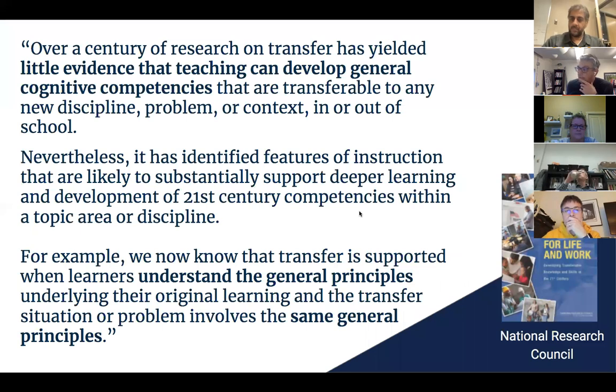I really like a couple of books from the National Research Council that summarize a lot of the cognitive science research of the last decade. This is a pretty tough quote. It says, over a century of research on transfer, so transfer being the ability to apply learning in new situations. Anthea, we were talking about spelling, right? Being able to take a spelling list and then apply that to story writing is what we would call near transfer, because the context is similar. So over a century of research on transfer has yielded little evidence that teaching can develop general cognitive competencies that are transferable to any new discipline, problem, context, in or out of school. So that's difficult to hear.